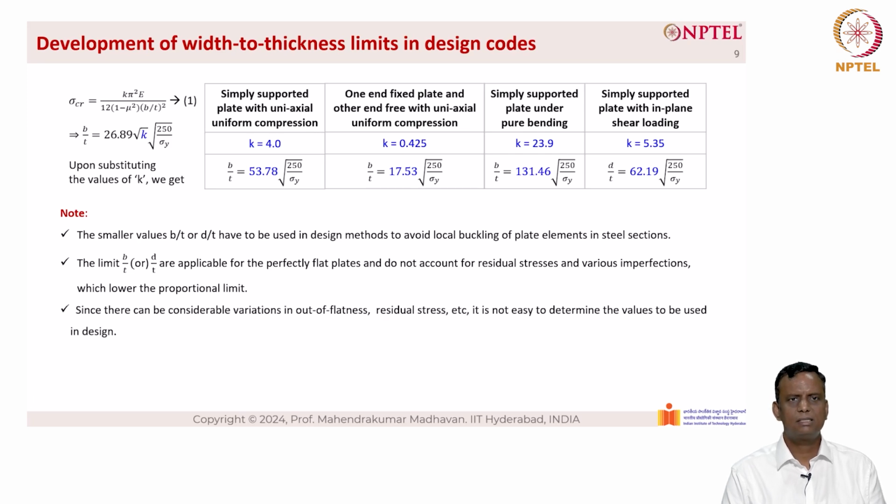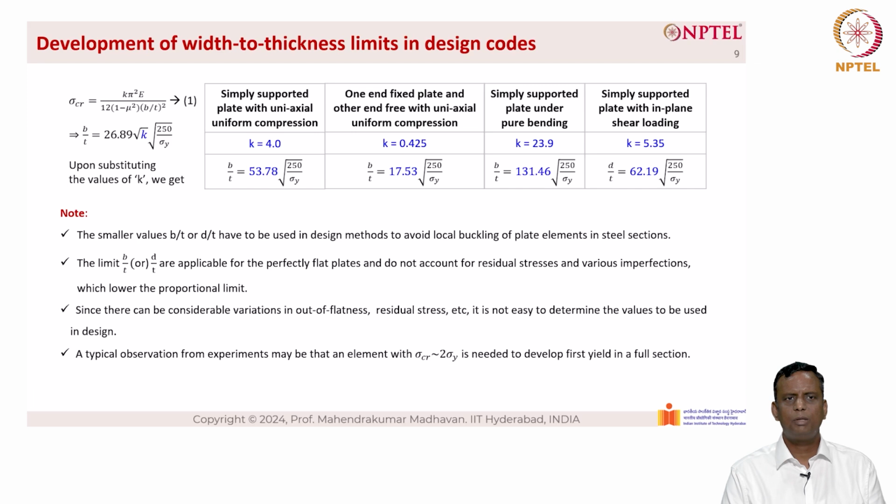Third one is that since there can be considerable variations in out-of-flatness, residual stresses, etc., it is not easy to determine the values to be used in design, and a typical observation from experiments may be that an element with sigma critical to 2 sigma y. So, an element has to be subjected to a stress value ranging between sigma critical and twice the sigma y to develop first yield in a full section. Hence, the design code suggests the limiting value based on judgment.